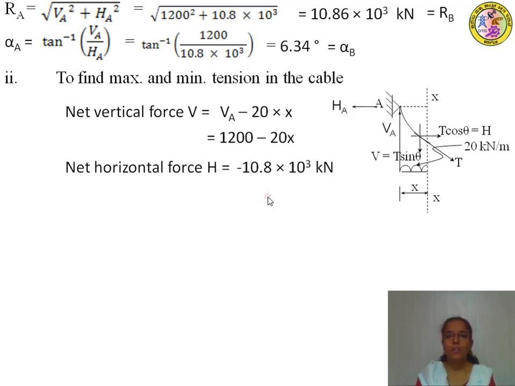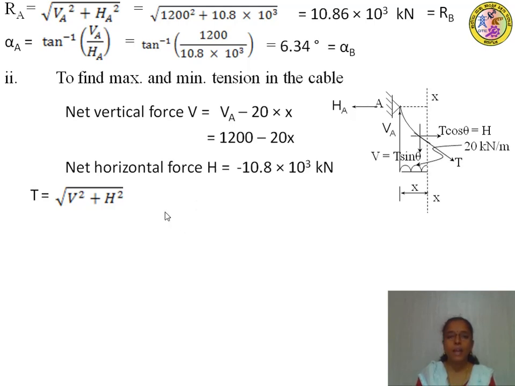So now the tension in the cable is the resultant of net horizontal and net vertical force. Okay, it is the resultant of net horizontal and net vertical. Therefore, we can write it as root of V square plus H square. You can observe here V is equal to 1200 minus 20x and H is equal to HA. Okay, so now HA or HB.